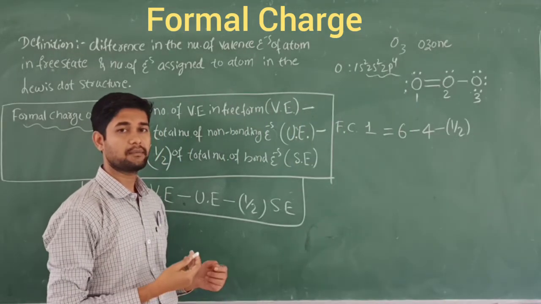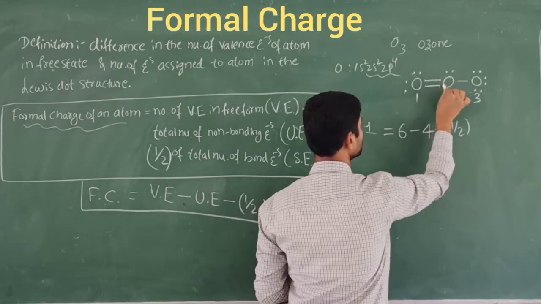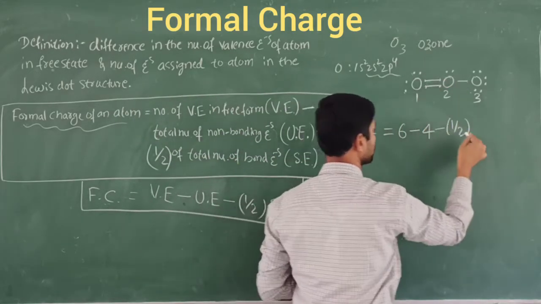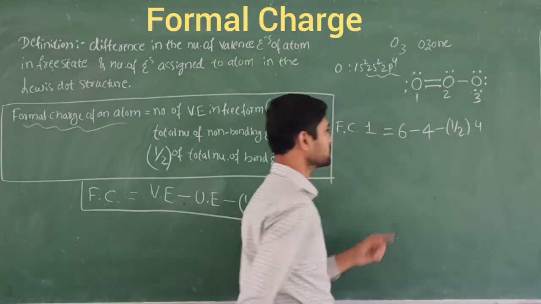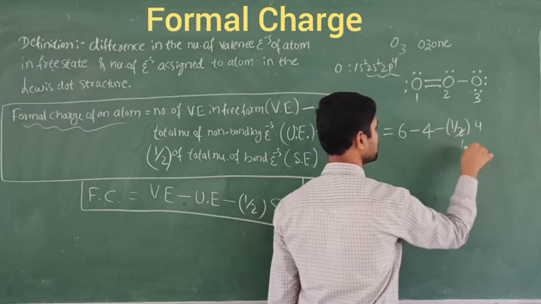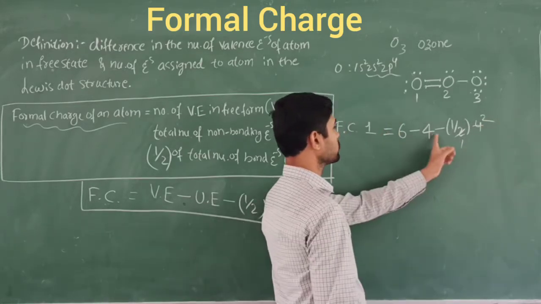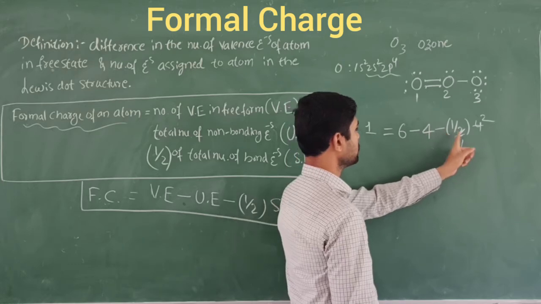Which are shared? I mean bond electrons. How many? 1, 2, 3, 4. That is also 4. Right? So subtract this one. What happens? Half of 4 is 2. Right? So 4 minus this is called 2.